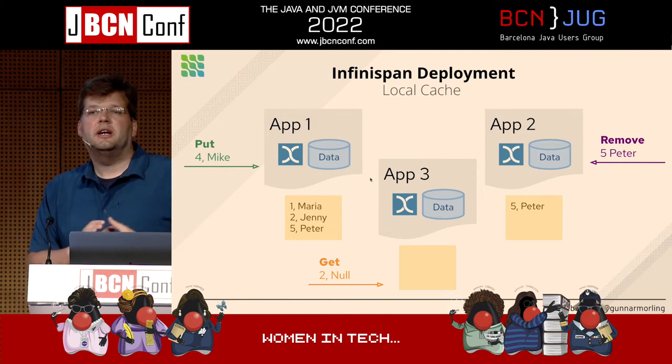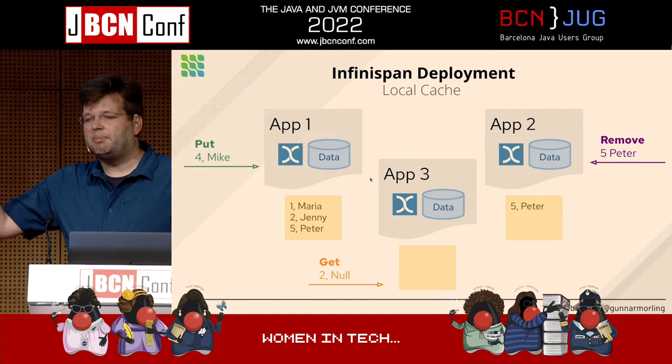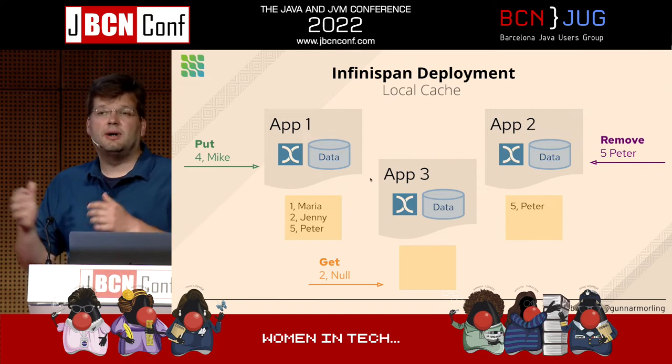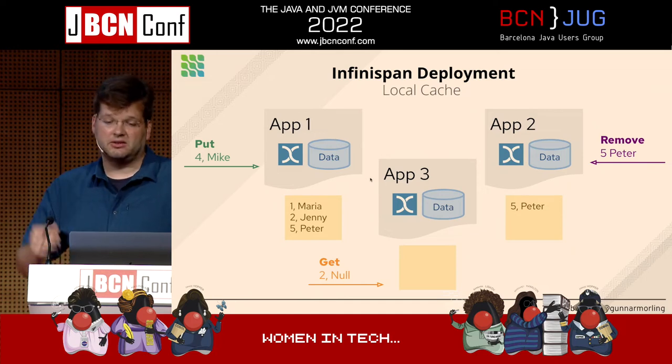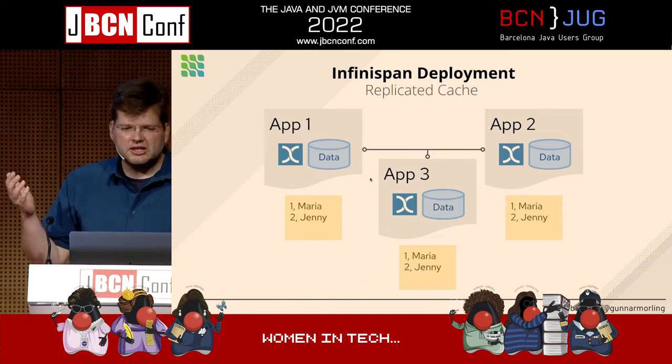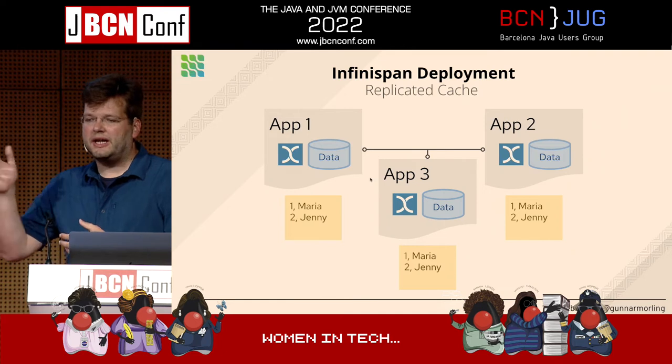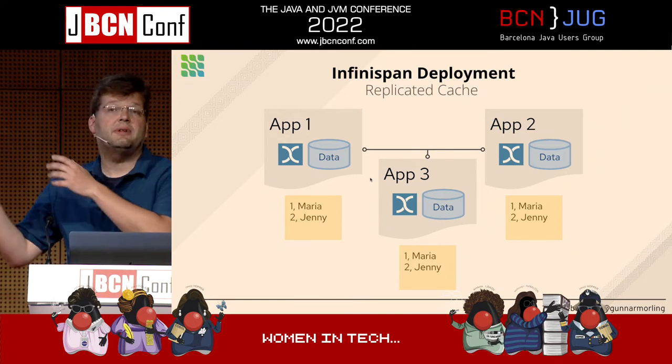If we put a request on the application node 1, the application nodes 2 and 3 won't know about it because it's all separate data embedded into the respective processes. Usually, that's not what we want. Rather, we would like to have what we see here, what is called the replicated caching mode.